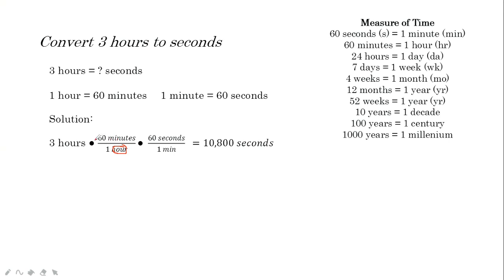Kailangan minute muna. So, hours, pwede na natin. Then, minutes dito, kailangan minute naman yung denominator dito para makancel natin. Para ang maiwan ay ang seconds lang. So, 3 times 60 times 60, that is 10,800 seconds.